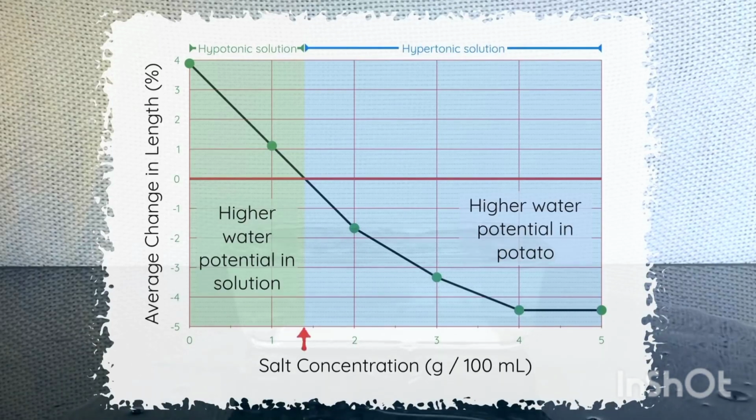At the point the graph crosses 0, which is about 1.4 grams per 100 milliliters of salt, the solution is isotonic, meaning the water potential inside the potato is equal to the solution. So at that point there is no net movement of water.